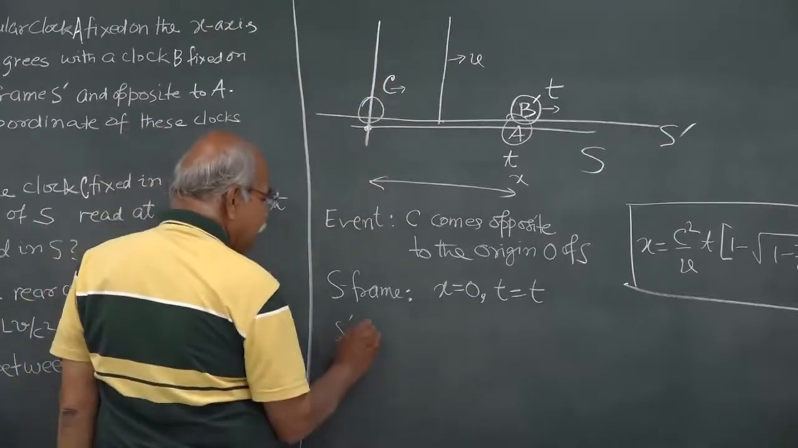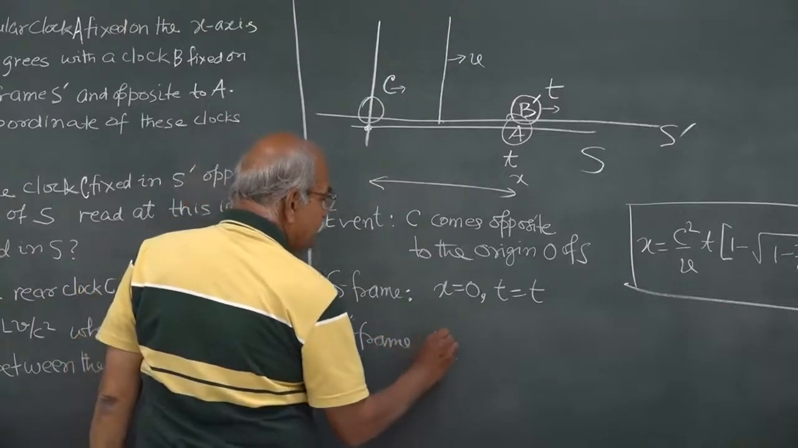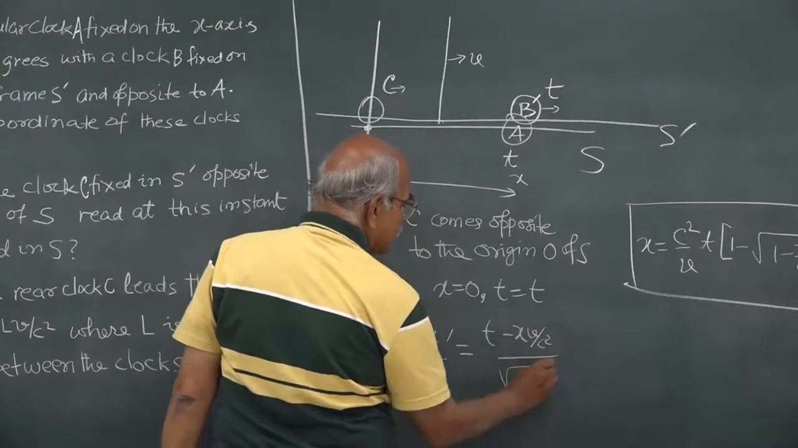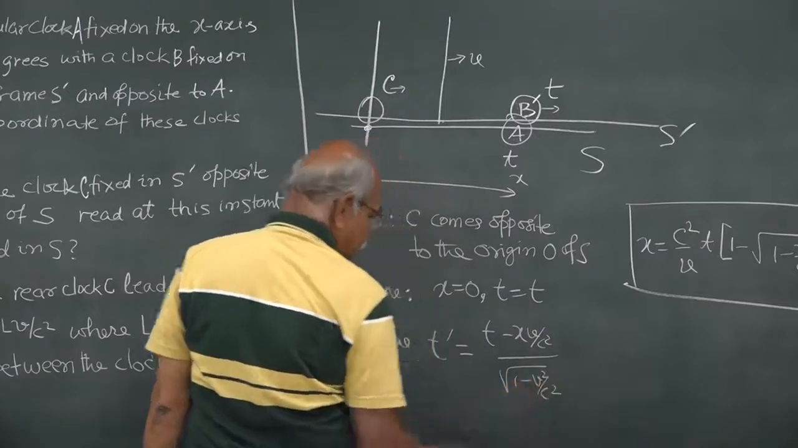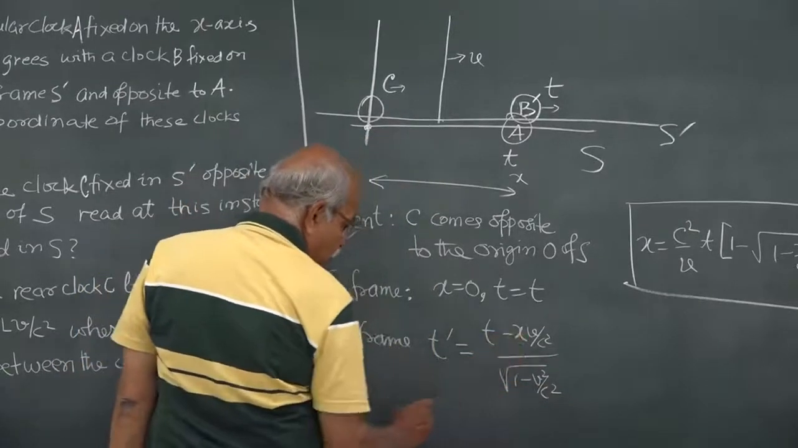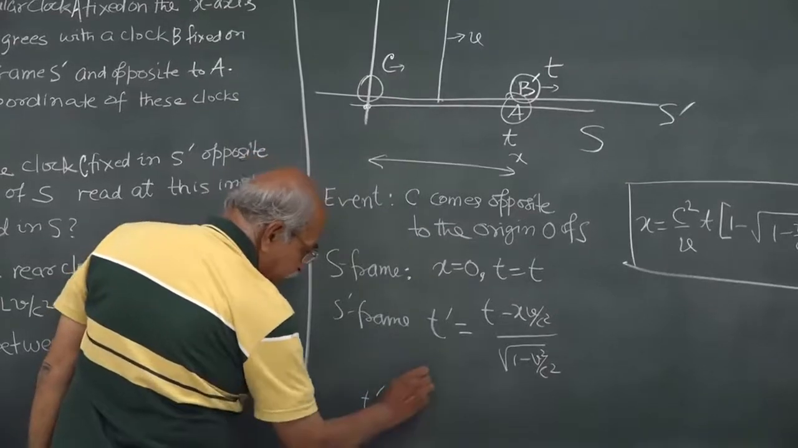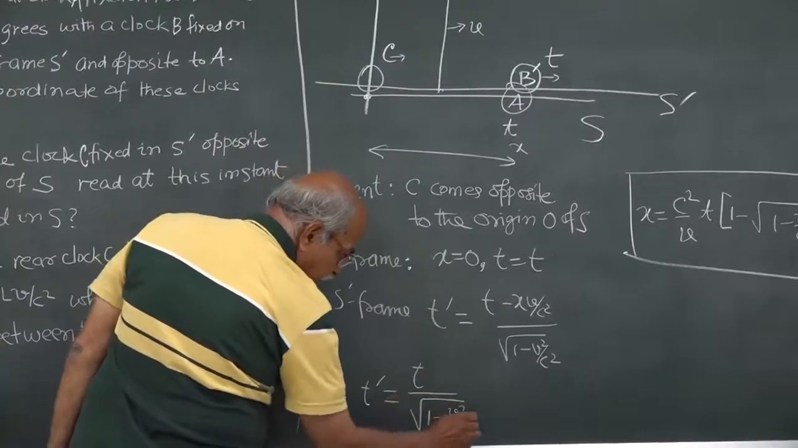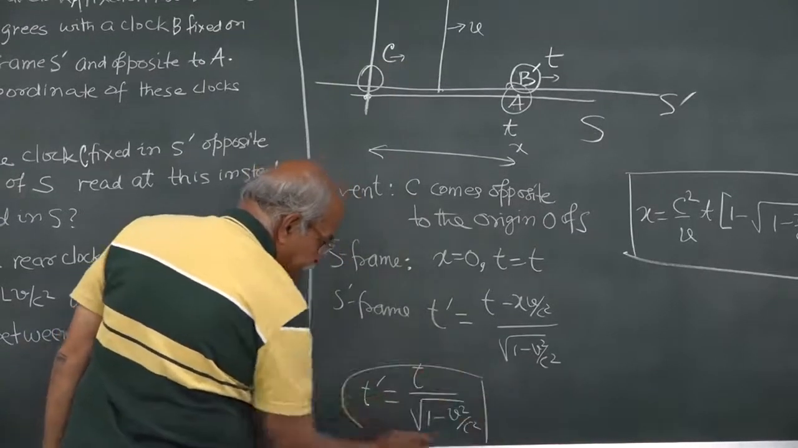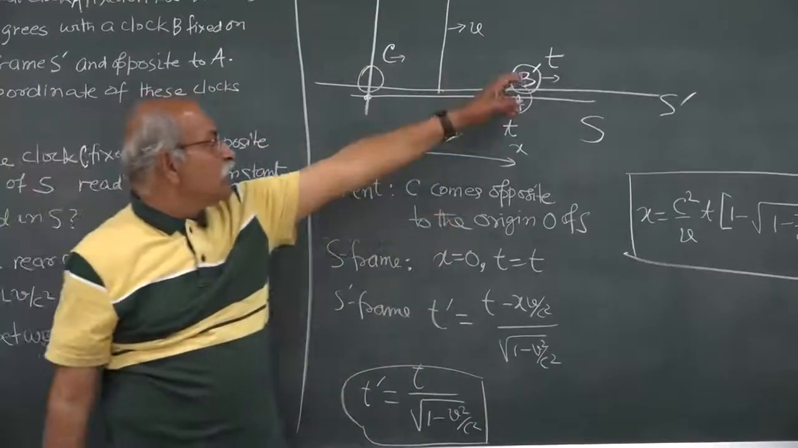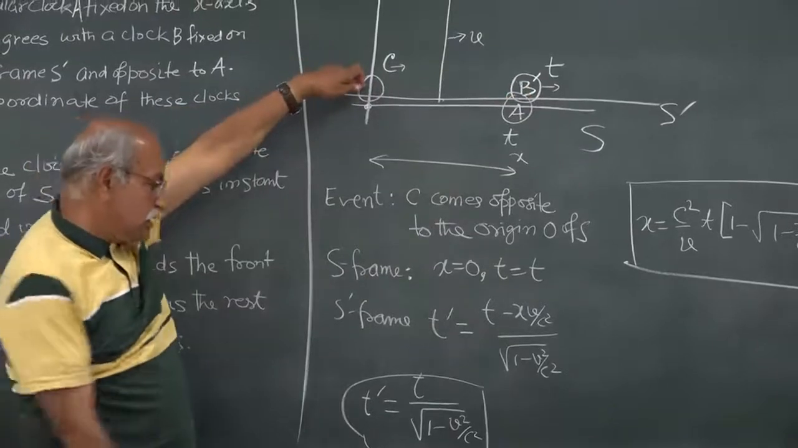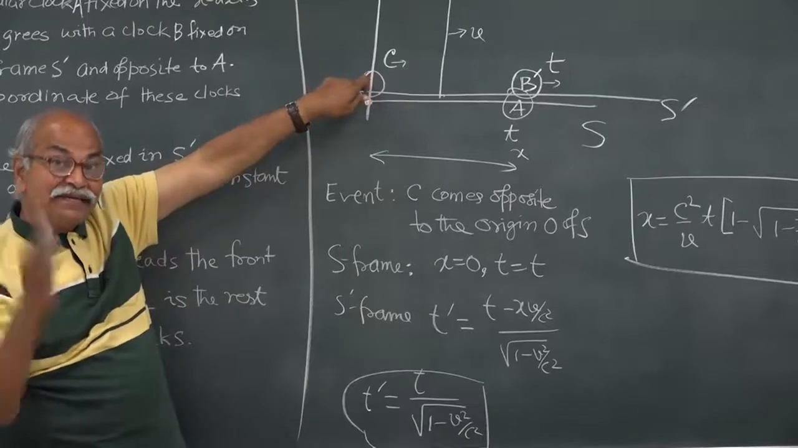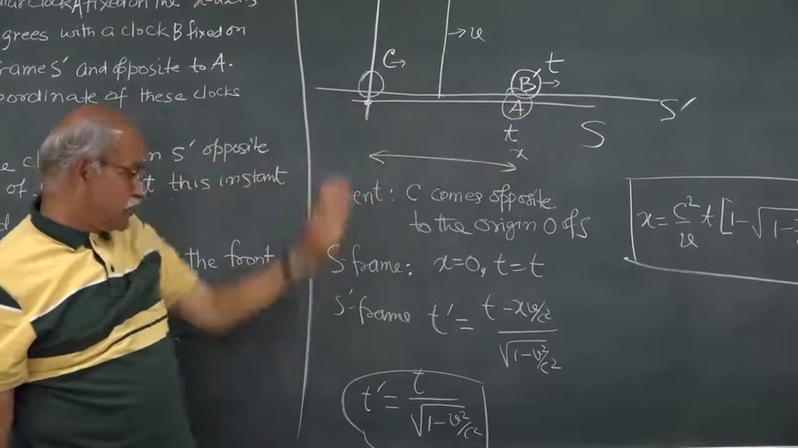So, in S prime frame, you will have t prime, which is t minus x v by c square, and then divided by square root of 1 minus v square by c square, and x is 0. So, t prime is t divided by square root 1 minus v square by c square. So, that is it. So, this clock is reading t, and this clock is reading t divided by square root 1 minus v square by c square at the same instant. At the same instant t, this reads t and this reads this much.